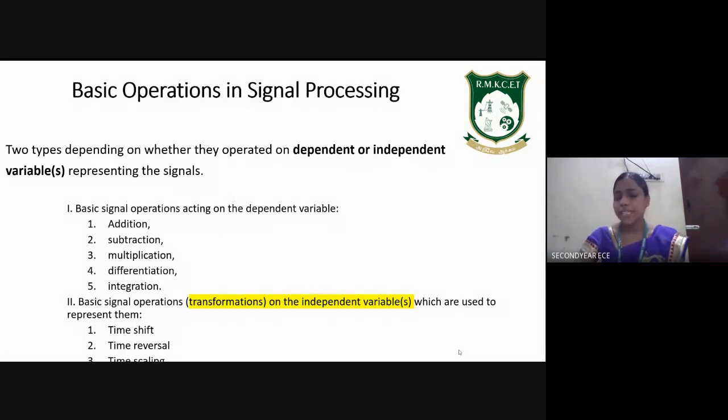For example, assume radar signal processing. What is the primary application of radar? If anyone knows, what does it do? It will detect the target. I am saying radar is for detection of targets, whether that plane is present here or not. Like that, for detection of planes, we will use radar.